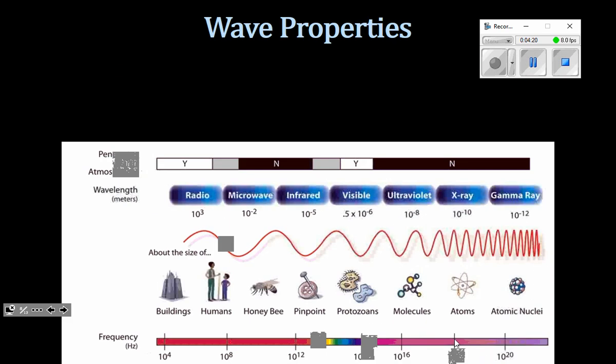So, wave properties: we've got some long waves at the end here, getting very, very short. Some of these are 10 to the 3 kilometers long and getting smaller and smaller as you go along.